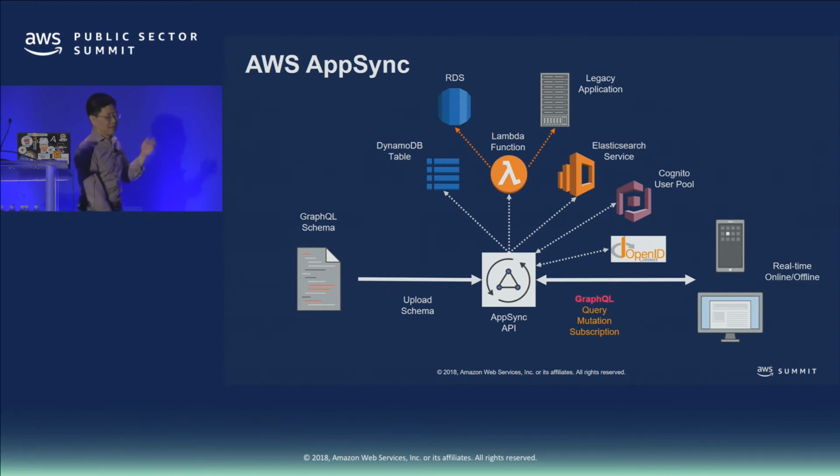So that's a high-level architecture diagram. First, you have a schema. You upload the schema to AppSync. Then you have to define a bunch of data sources where your data comes from. It could be DynamoDB. It could be Elasticsearch. It can also talk to Lambda. So Lambda, of course, can talk to a relational database, your legacy applications, or other HTTP endpoints.